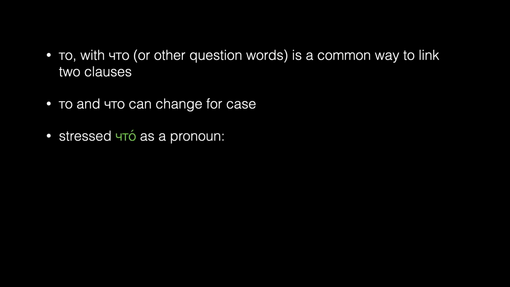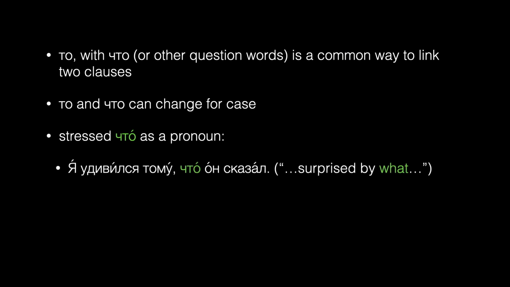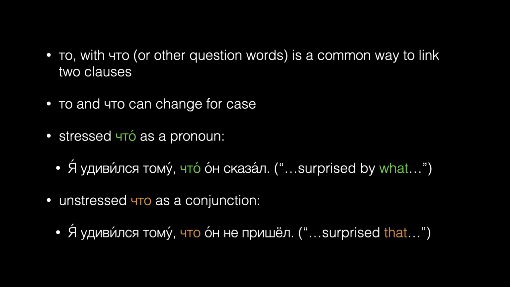Summing up, то with что or other question words is a common way to link two clauses. Keep in mind that то and что can change for case, depending on their roles in their respective clauses. Be sure to distinguish a stressed что, used as a pronoun, я удивился тому, что он сказал, from an unstressed что, used as a conjunction, я удивился тому, что он не пришел.